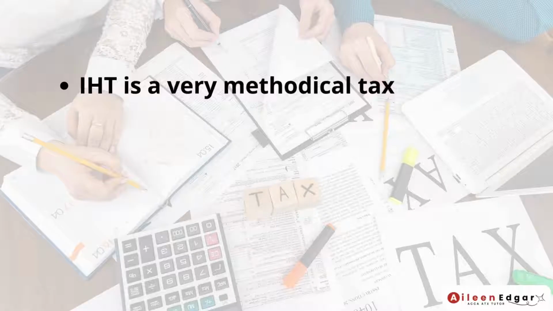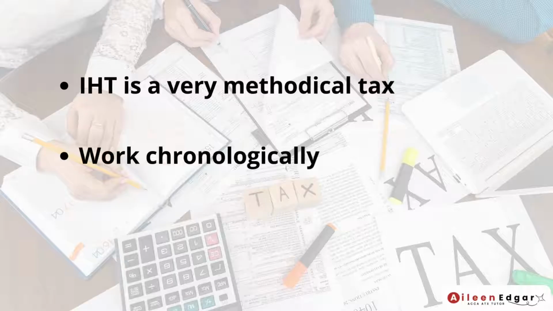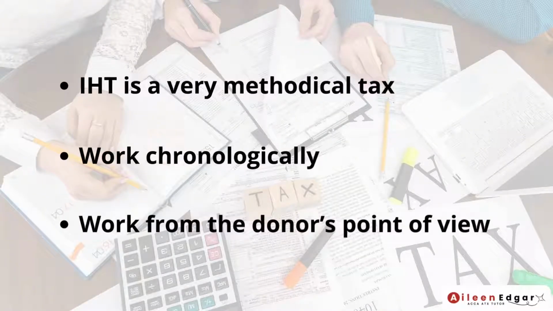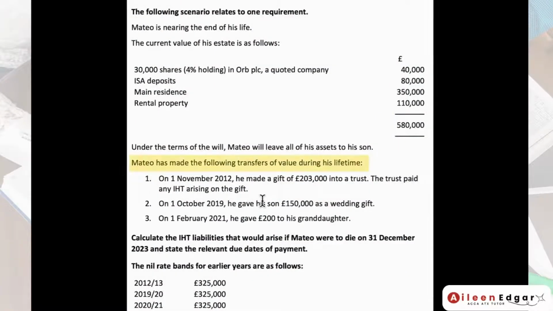Inheritance tax is a very methodical tax. We work chronologically and we work from the donor's point of view. So what is the first thing that would have happened? It would have been Matteo giving the transfers while he's still alive. So we're not worrying about his death estate and the assets he still owns. We're going to look at the things he's given away during his lifetime. And because we're working chronologically, we're going to start with the 1st of November 2012 gift first of all, and work our way up to the one on the 1st of February 2021.